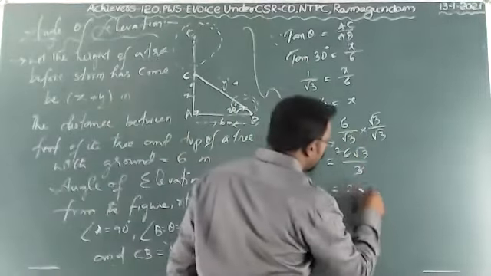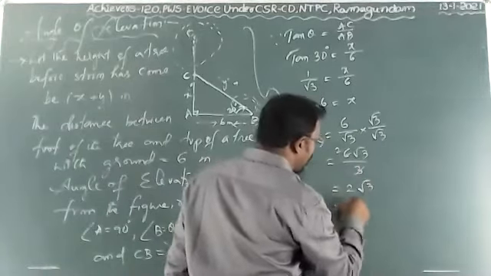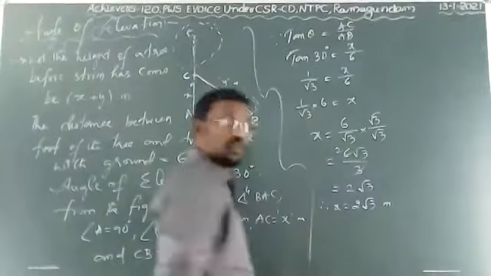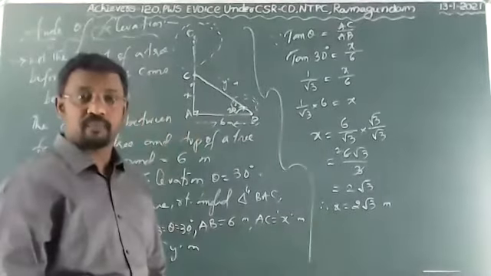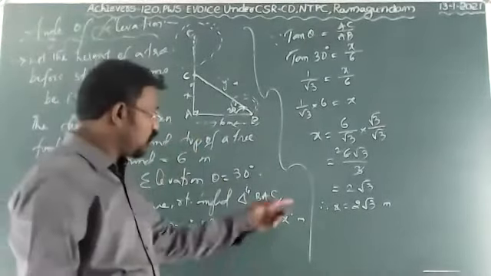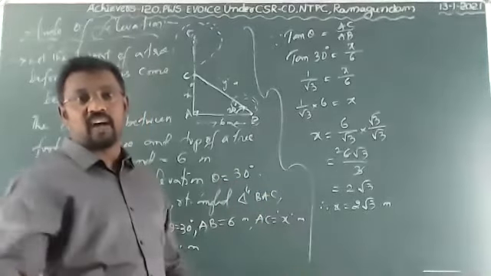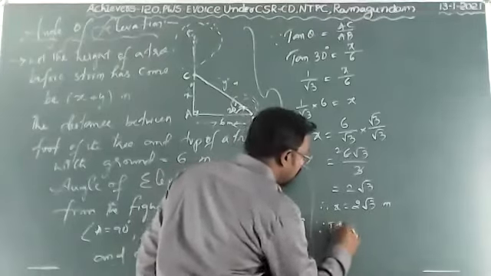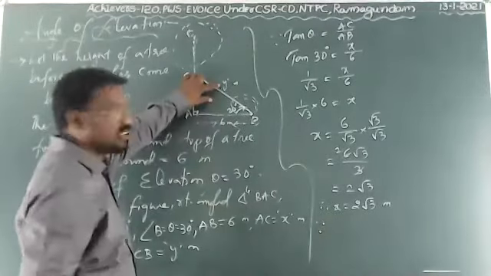Now 2 root 3 is the x value. Now we got the x value. We have to find out the y value. What is the y value? This is y now.